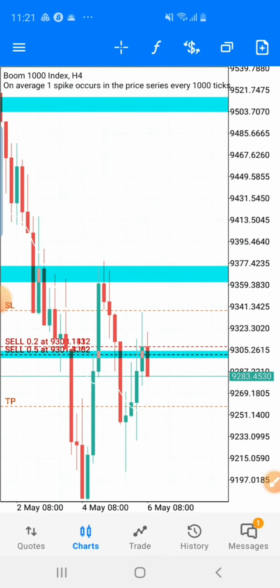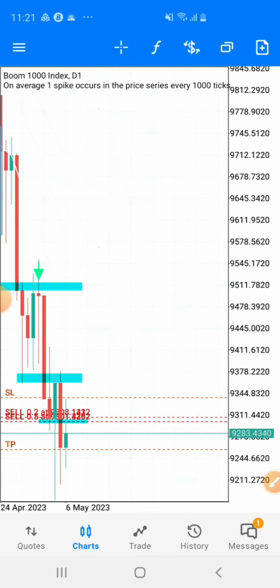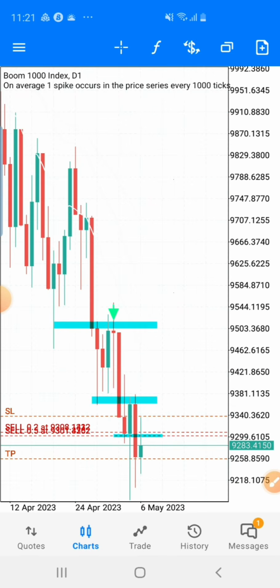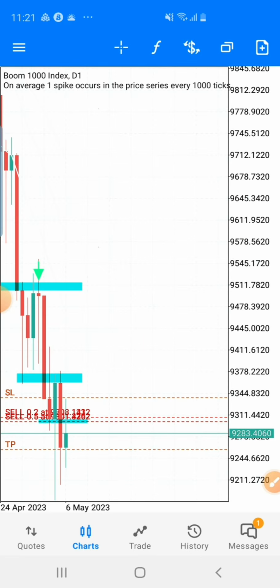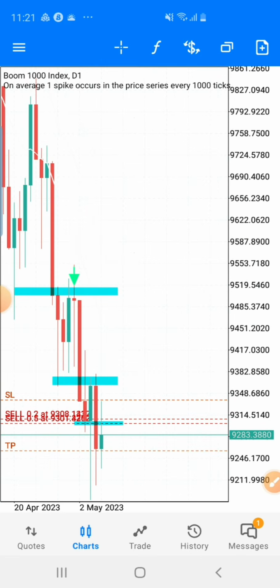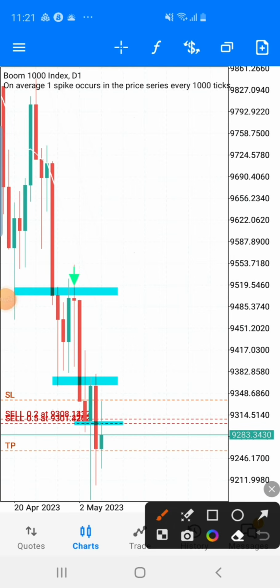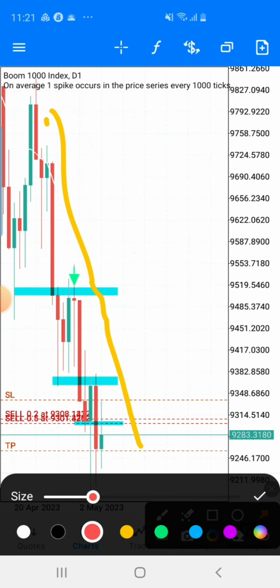But what I'm going to do now is share with you how I actually made this entry and why I'm hoping that the price is going to hit my TP. All right, so first, I'm a trend trader. I always check the trend from a higher time frame like daily. You can see that this price has been bearish to the downside, right? The price has been trending to the downside, guys.